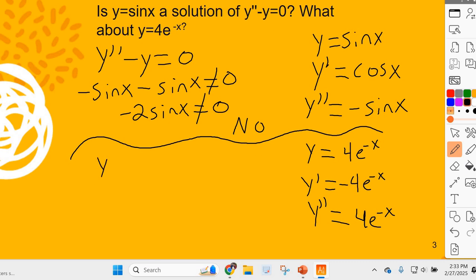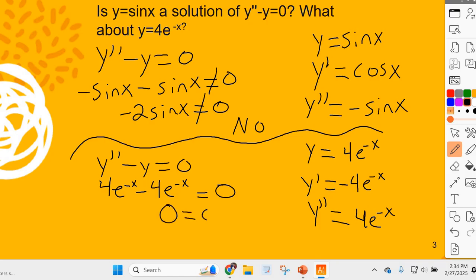So again, we're checking to see if this works. y double prime is 4e to the negative x. y was 4e to the negative x. Does that give me 0? Yes. So our answer this time is yes.